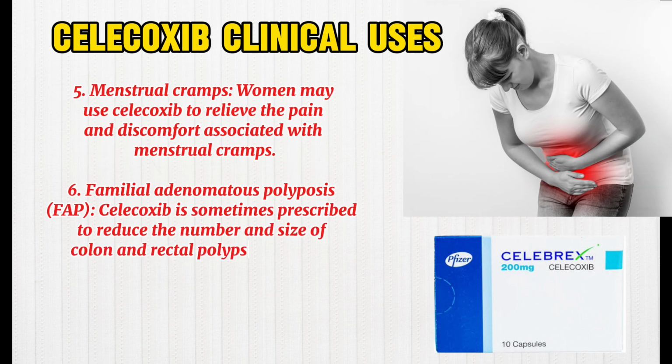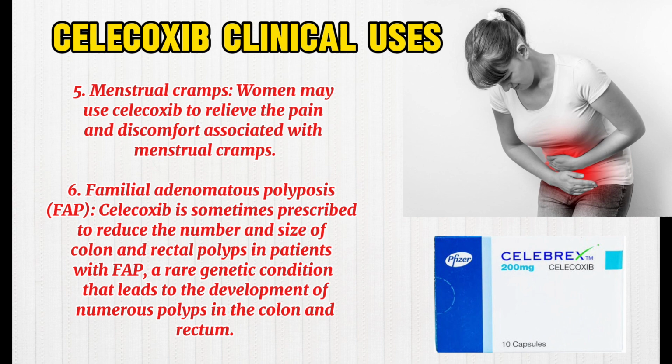5. Menstrual cramps. Women may use celecoxib to relieve the pain and discomfort associated with menstrual cramps. 6. Familial adenomatous polyposis, FAP. Celecoxib is sometimes prescribed to reduce the number and size of colon and rectal polyps in patients with FAP, a rare genetic condition that leads to the development of numerous polyps in the colon and rectum.